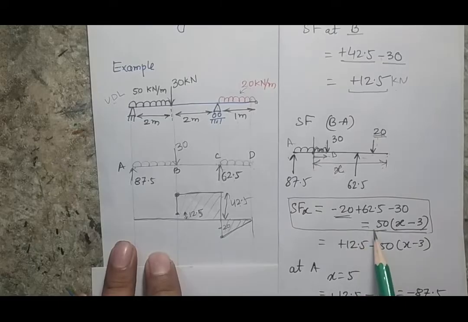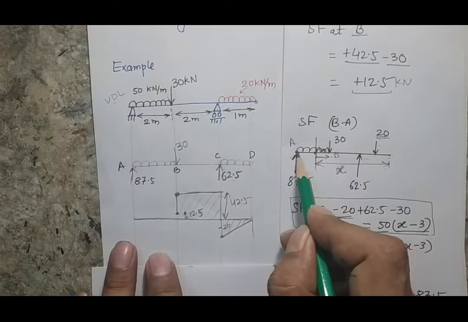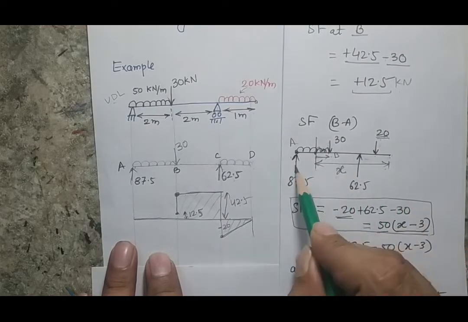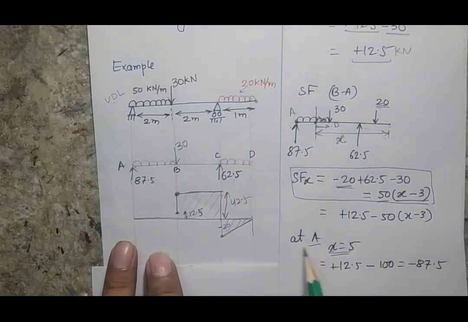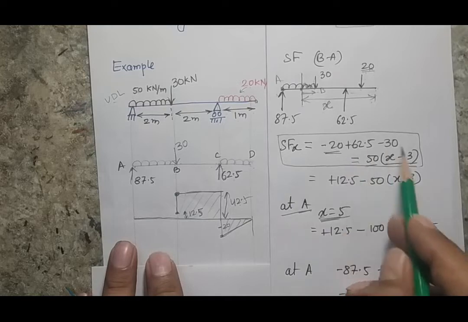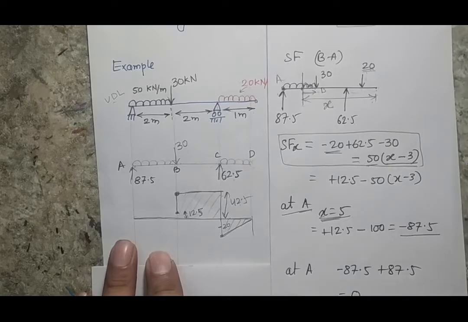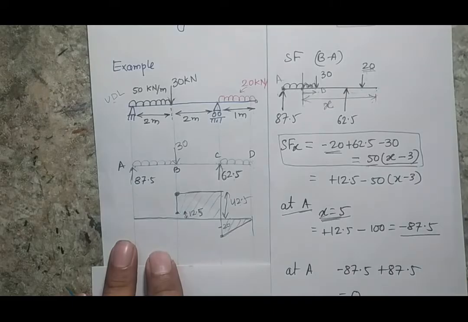So now if I put x equal to 5 here, because I am interested to find the shear force at this point, my x will be the total length, that is 1 plus 2 plus 2, that is 5. When I put 5 in this equation, I am getting a value of minus 87.5. And you should remember, as you have already calculated, the reaction is 87.5, so this is your cross check.